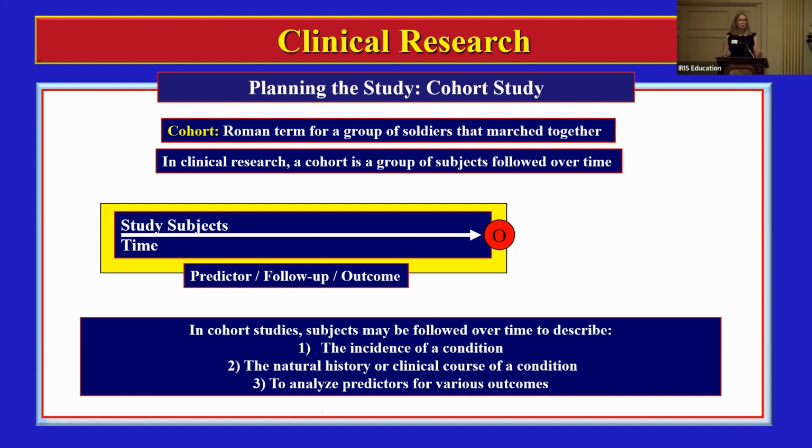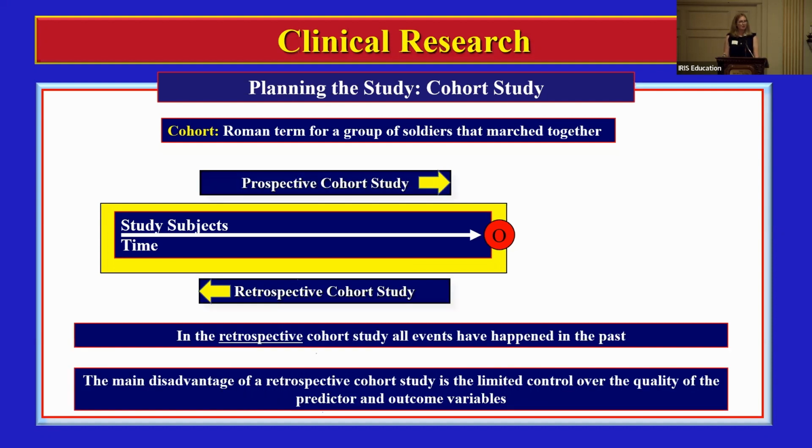Now, with cohort studies, we can further break these down as retrospective or prospective cohort studies. With a prospective cohort study, the investigator assembles the cohort, measures their baseline variables, and then they follow them through the follow-up period, and the outcomes are going to happen in the future. So we get the people together and follow them along into whatever the outcomes may be.